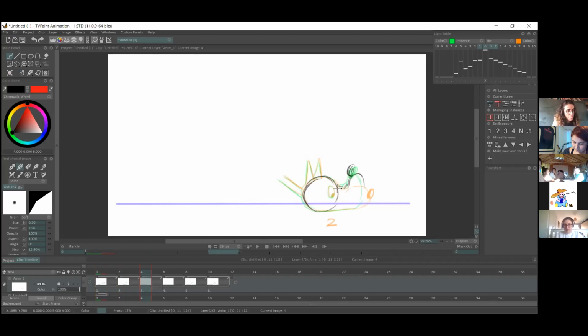So we'll ease out of the position, and have the nose follow just the movement of the muzzle itself.